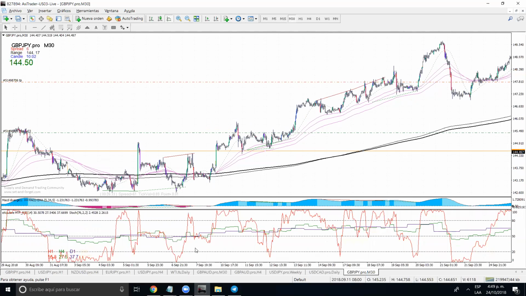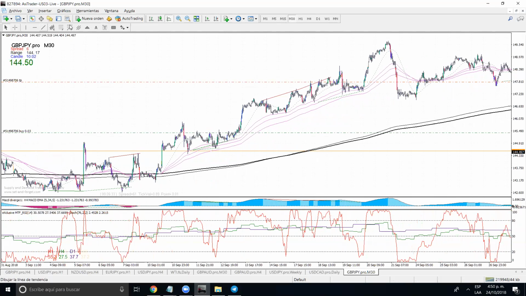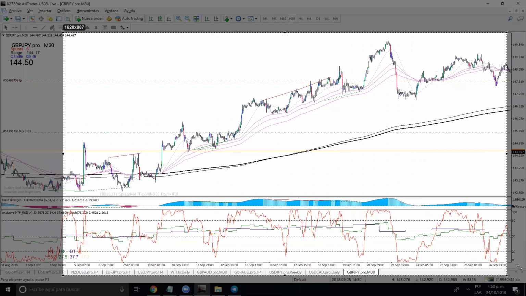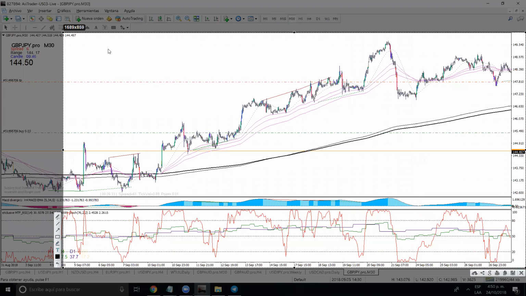So let's write the rules for these trades. We'll write the rules for these trendy trades here. It will be breakout 3 trades, when the price bounces off the wave.